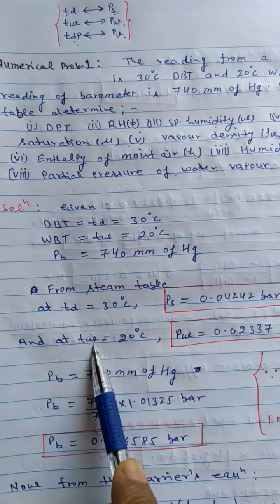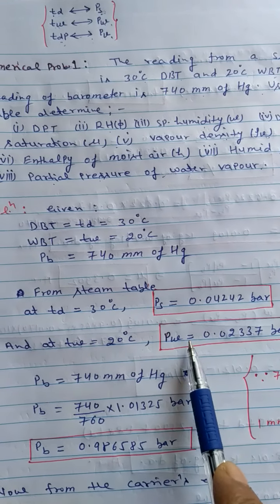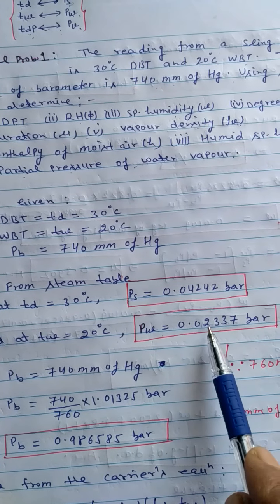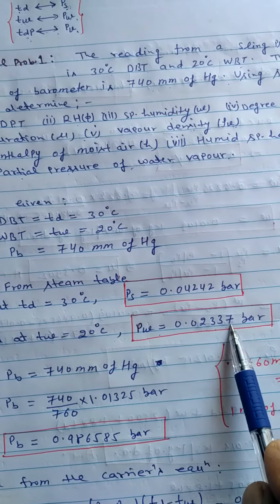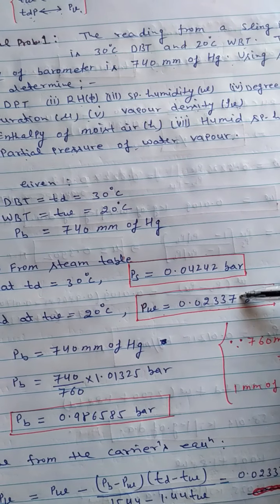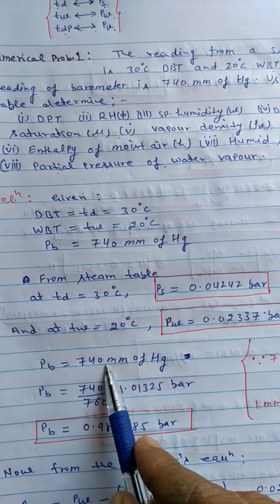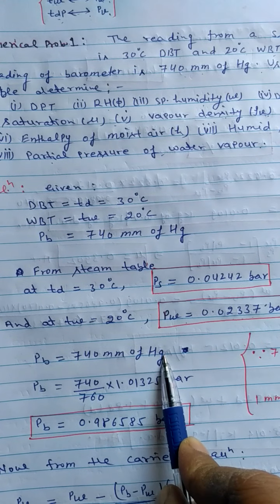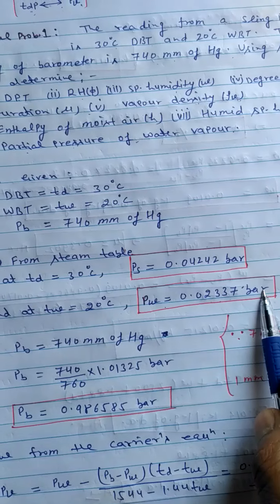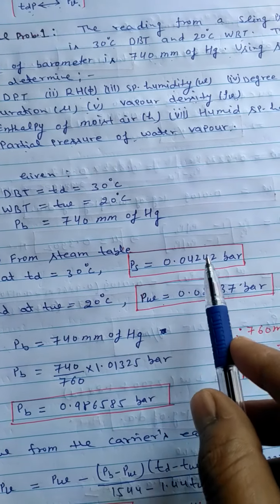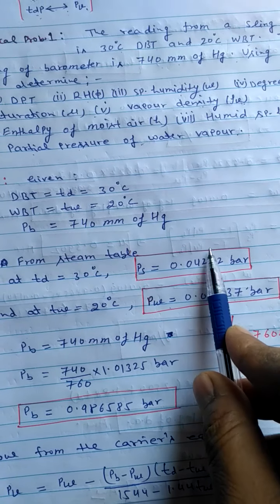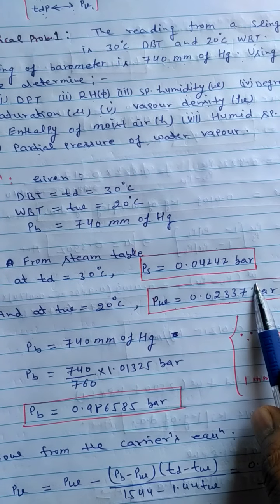And at wet bulb temperature 20 degree centigrade, we can read the corresponding value PW, and PW at 20 degree centigrade is 0.02337 bar. These two values are in bar from table, but the barometric pressure is given as mm of Hg. So we should convert this pressure into the same unit, bar. Or we can convert these values in mm of Hg also. But all the pressures should be in the same unit.